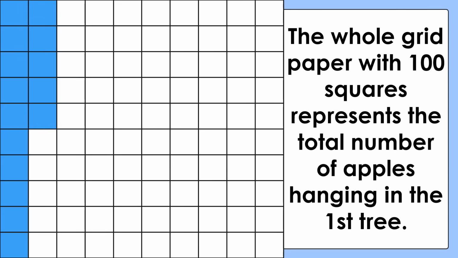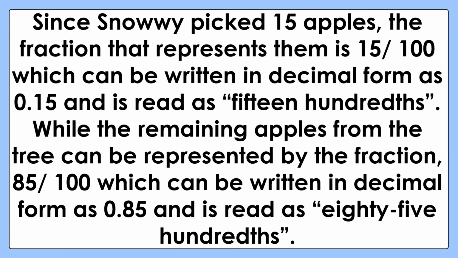The whole grid paper with 100 squares represents the total number of apples hanging in the first tree. Since Snowy picked 15 apples, the fraction that represents them is 15 hundredths, which can be written in decimal form as 0.15 and is read as 15 hundredths, while the remaining apples from the tree can be represented by the fraction 85 hundredths, which can be written in decimal form as 0.85 and is read as 85 hundredths.